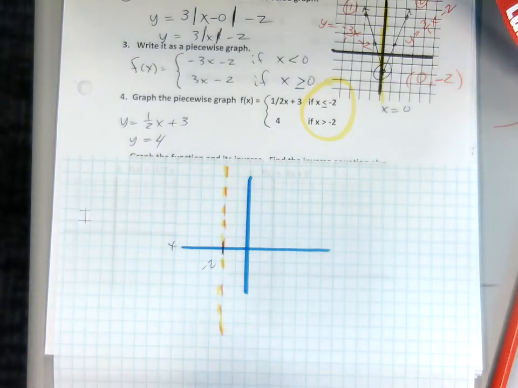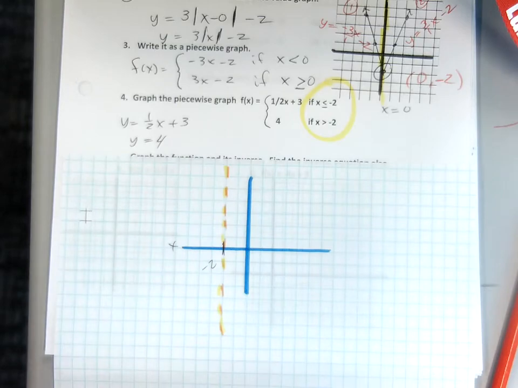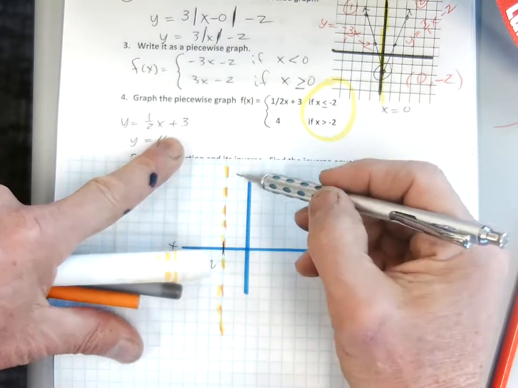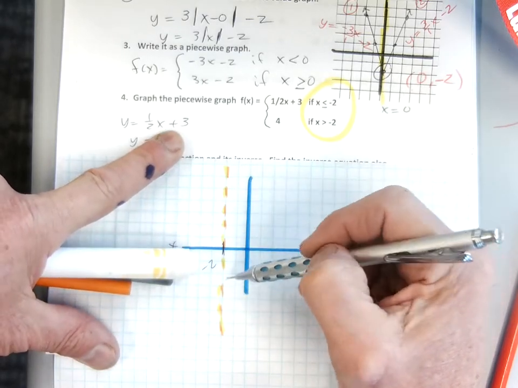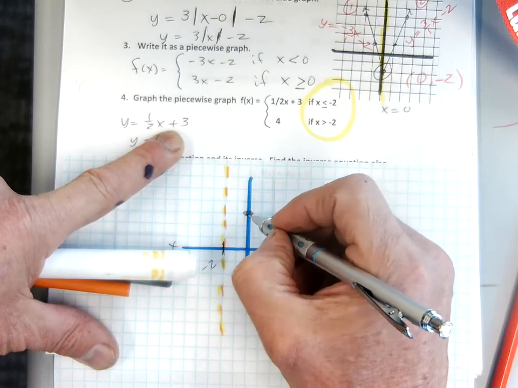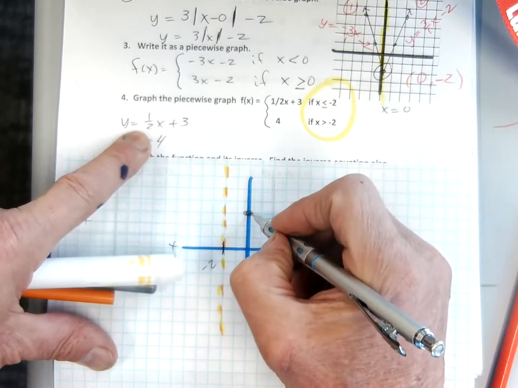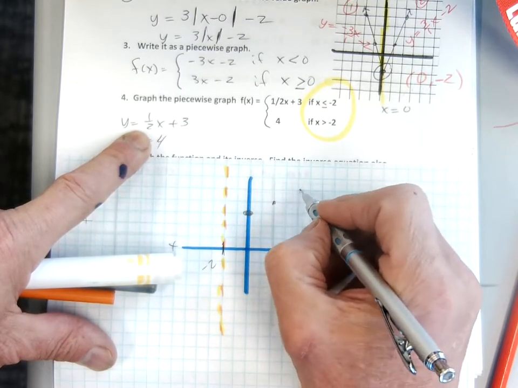So, let's graph the first one. And I'm going to use my pencil because I'm probably going to have to erase, right? So, start at 3 on the y-axis, but not on the visible line. I have a slope of up 1 over 2, up 1 over 2.